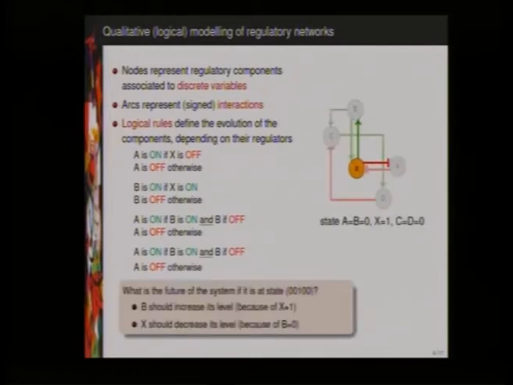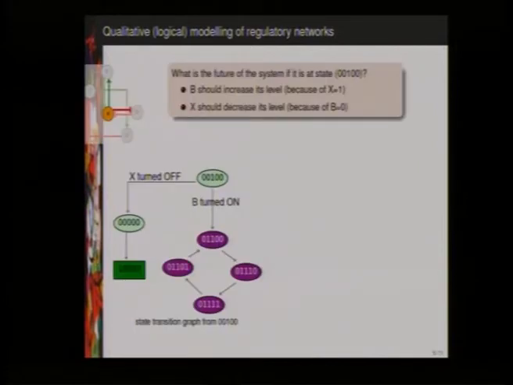So a question, for example: if I give an initial state of this network where only X is expressed or present and all the other nodes are absent, what is the future of the system? We can say from the logical rules that B should increase its level and X should decrease its level. So it's quite intuitive. But then we can represent these dynamics by another graph, which we call a state transition graph, where we have the nodes representing the states of the system.